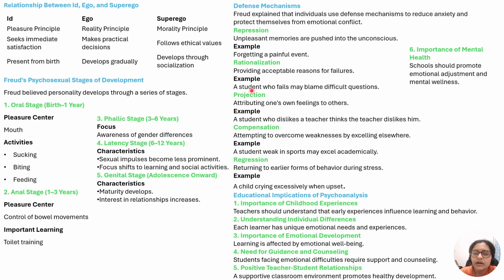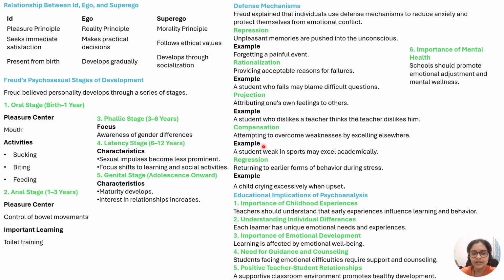Okay, example, a student who dislikes a teacher will think that the teacher dislikes him, but actually he is disliking the teacher. He will not understand that he is disliking the teacher; he will think that the teacher doesn't like him. So he is attributing his feelings to the teacher, shifting his feelings to the teacher.